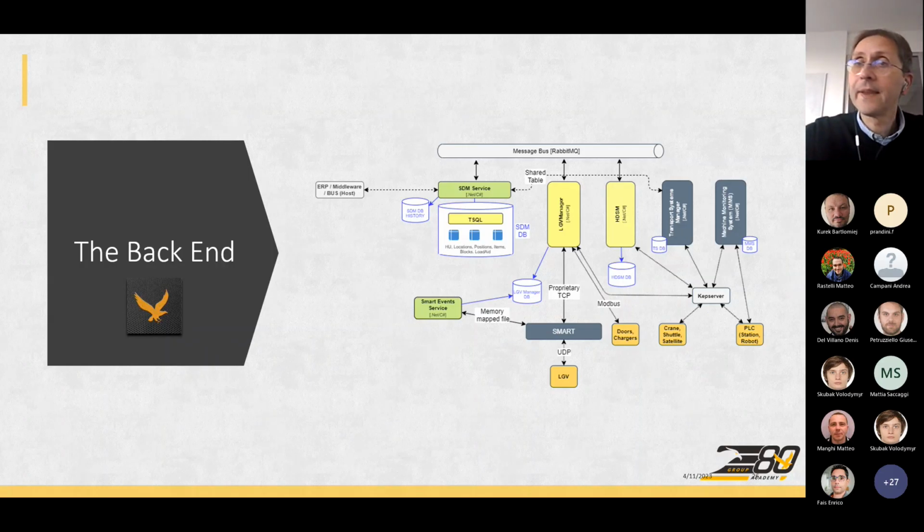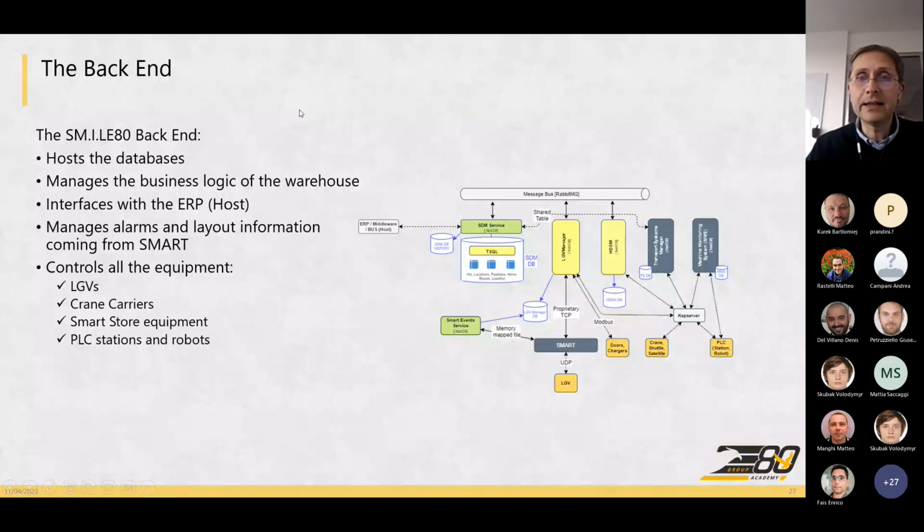And finally we have the backend. I think that this is probably actually the part of SM.I.LE80 that you know better. So the backend, of course, is very, very important because it contains all the backend services that are actually the ones that manage the warehouse, that manage the LGVs, the equipment, the PLCs, and so on. And the backend also hosts all the databases. All the databases are inside the core servers.